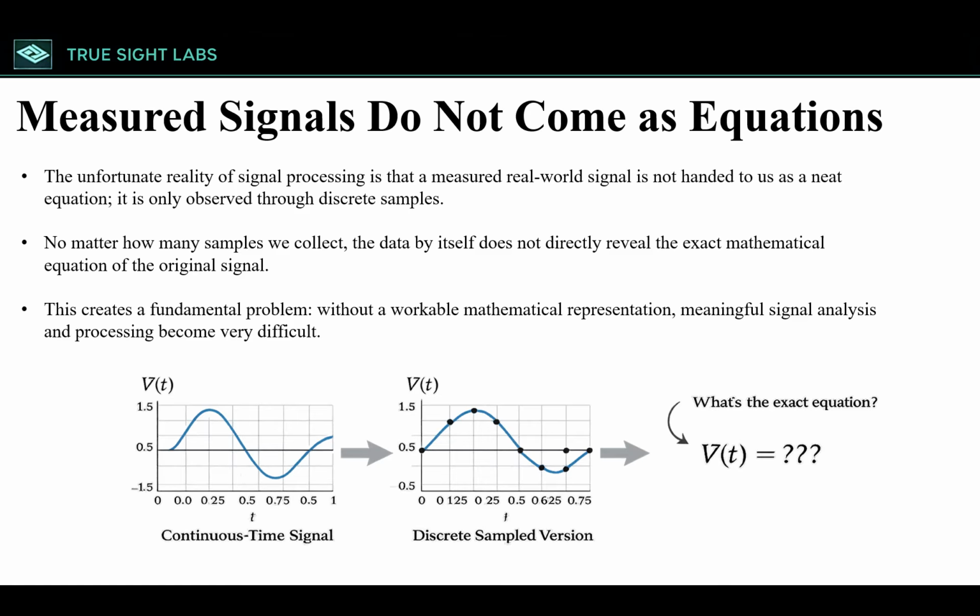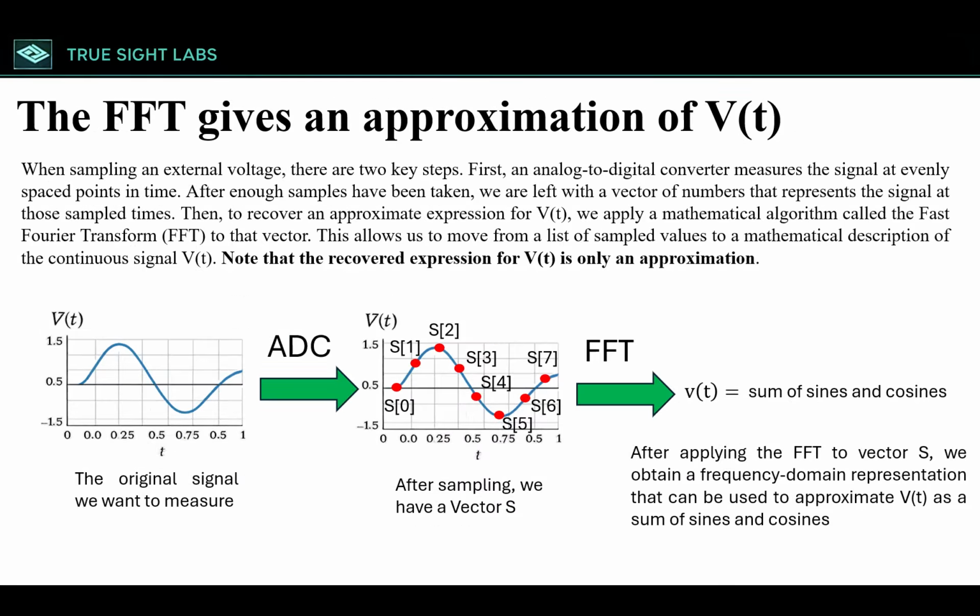The unfortunate reality of signal processing is that a measured real-world signal is not handed to us as a neat equation. It is only observed through discrete samples. No matter how many samples we collect, the data by itself does not directly reveal the exact mathematical equations of the original signal. This creates a fundamental problem. Without a workable mathematical representation, meaningful signal analysis and processing becomes very difficult. So this is exactly where the FFT comes in.